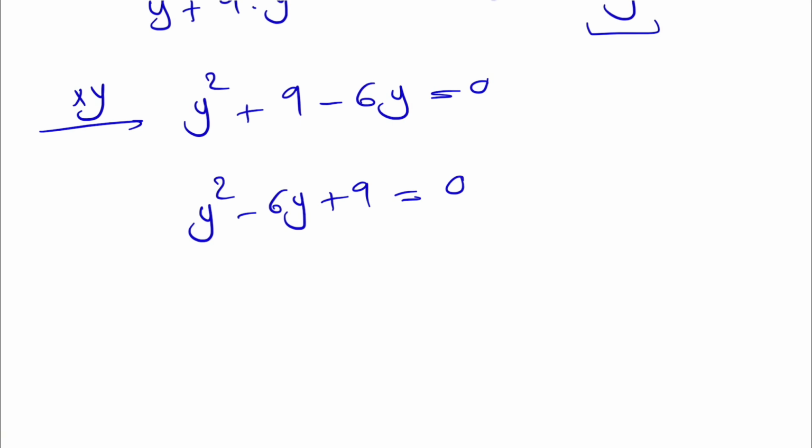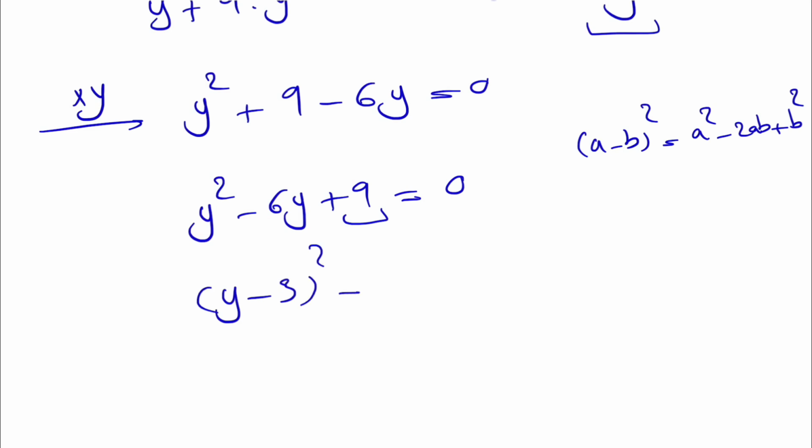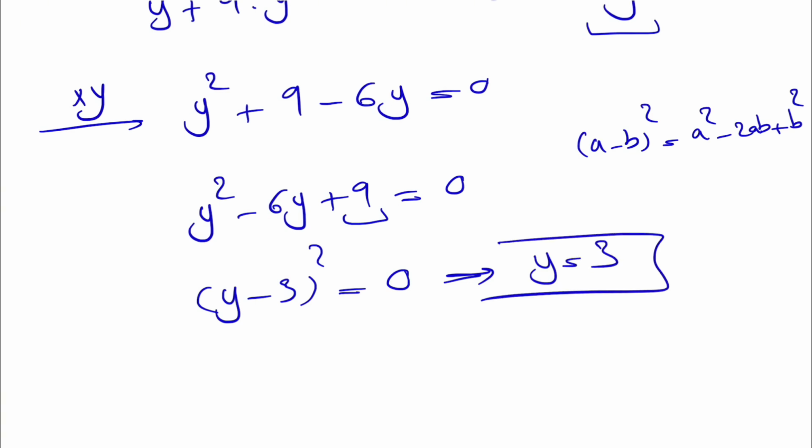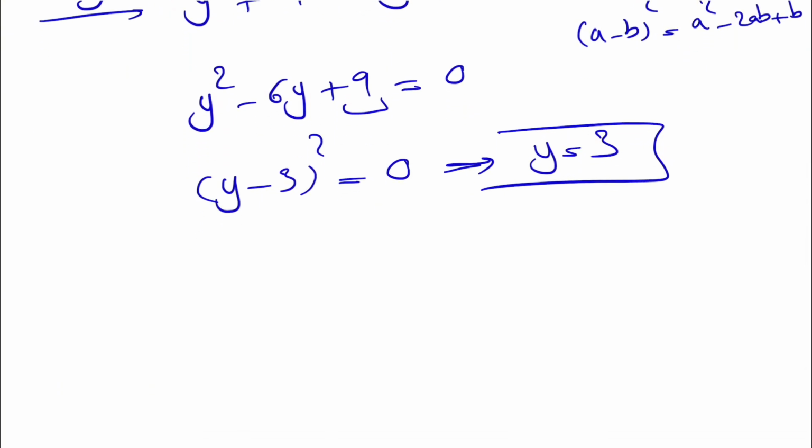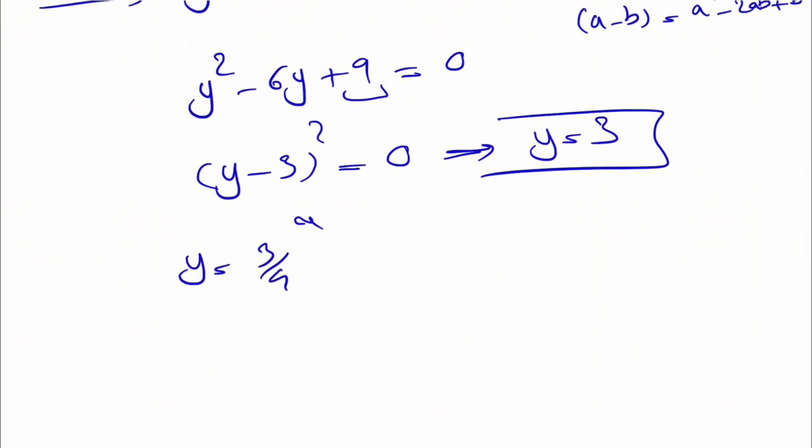The second one is, this looks like a perfect square, and we know when we have (a - b)², we have a² - 2ab + b². We have 9 in here, which is 3², and we have y as our a. So this expression here is (y - 3)² equals 0. And if that's the case, our y will be 3. And don't forget that we called the y in the previous step (3/4)^x. So this will be equal to 3.